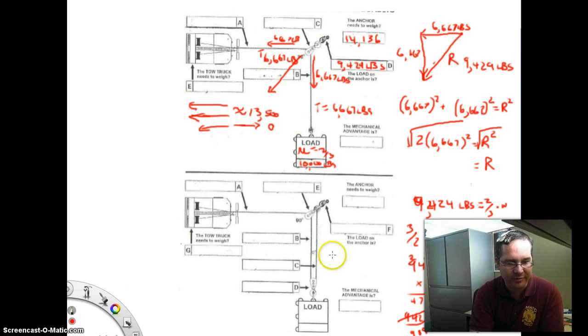The next thing we'll look at is a slightly more complex problem shown at the bottom of the page here, where again we have multiple lines, and what you're going to see is a reduction in tension, but we're still able to figure it out.